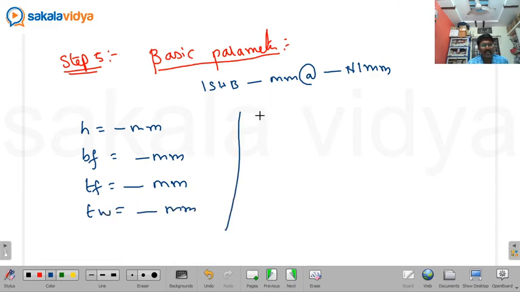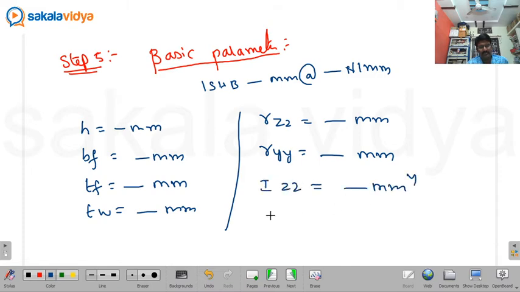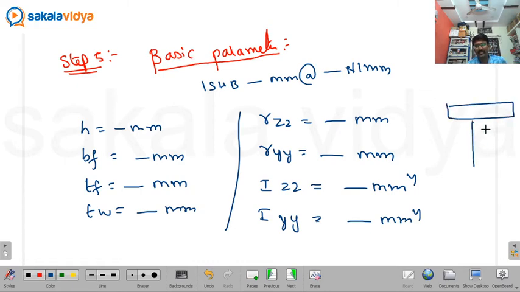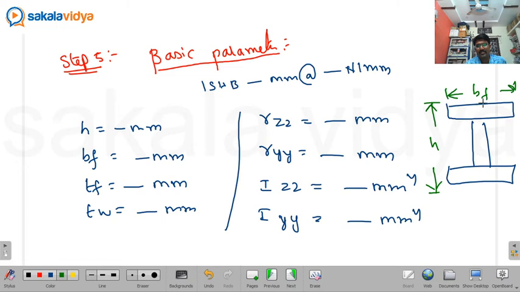and next radius of gyration in ZZ direction, radius of gyration in YY direction. If it is required, moment of inertia in ZZ direction, moment of inertia in YY direction, etc. So in step 5, we should write all the basic parameters, and we have to sketch the diagram for that I section, saying that this is the depth, this is the width of the flange. Sketch is very, very important. Width of the flange, thickness of the flange, thickness of the web, every parameter you have to write and sketch. So this is our step 5.